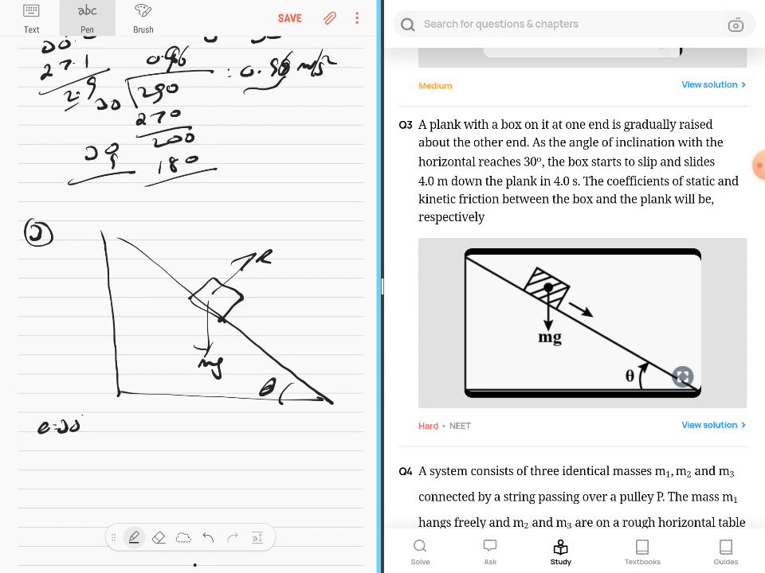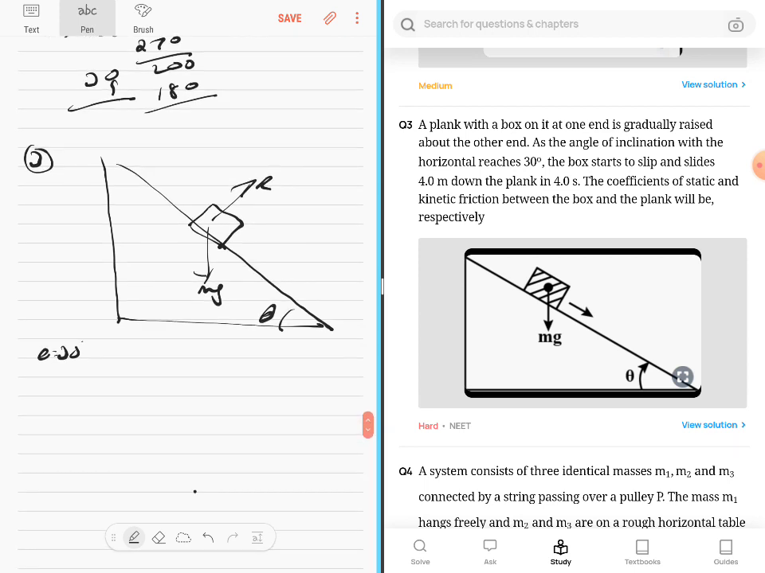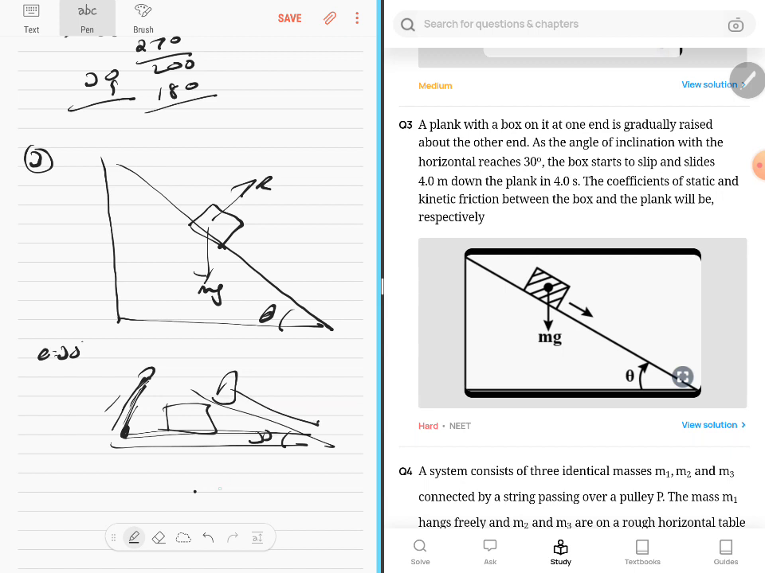repose, right? But the plank with the box on it at one end is gradually raised. Basically the inclined plane is like this with a plank on this, so this end is getting lifted up. As it gets lifted, when the angle gets to 30 degrees, the block starts sliding down. That is the understanding, okay? So I hope you understood the question. The box starts to slip and slides 4 meters down the plank in 4 seconds. So it's going to slide down by 4 meters in 4 seconds.